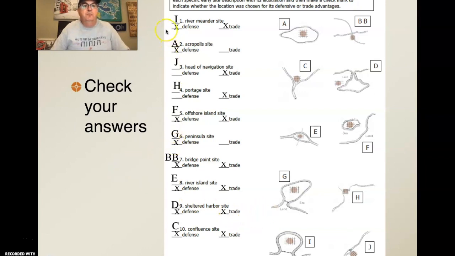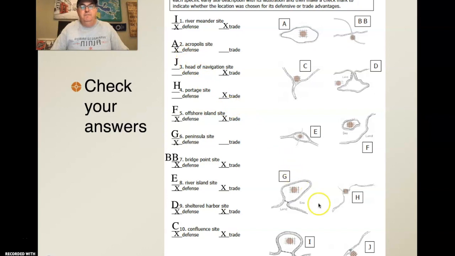I already did this first one with your meandering site. Acropolis, this one's a little hard to see on the graphic, but this is a hill, so it's not a very good hill, but it's a hill, and this is the city. This would be like Athens, Greece. This is primarily for defense. Being up on a hill is primarily for defense.